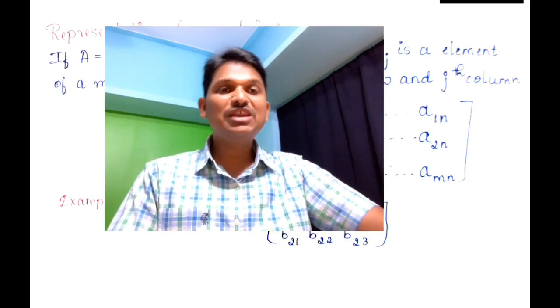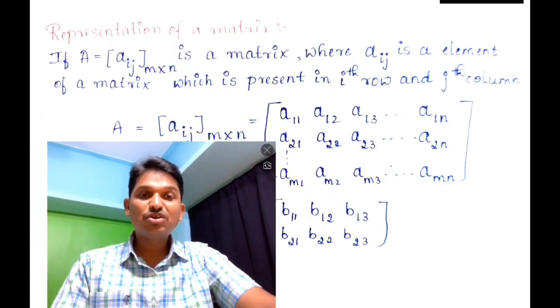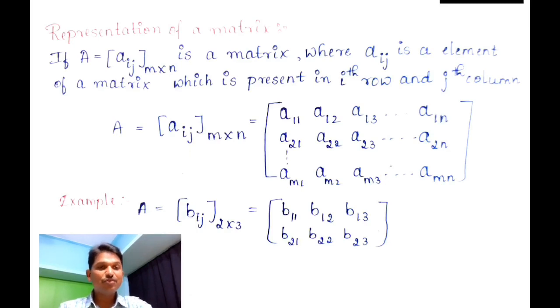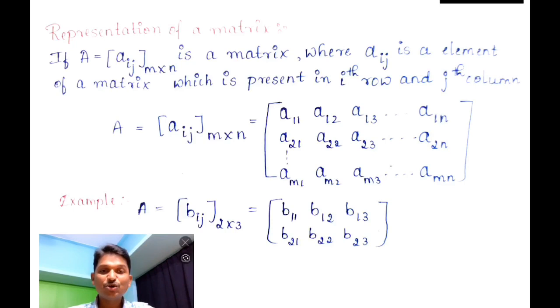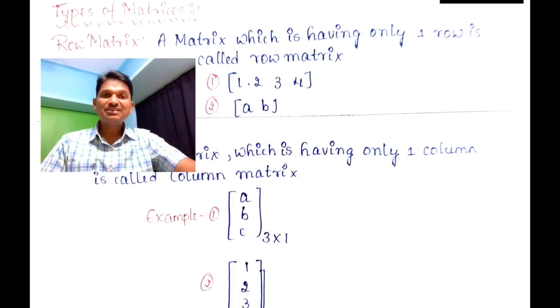Okay. Next we learn about representation of a matrix. What you need to understand about representation of a matrix? If something you saw like this, Bij of order 2 by 3, then the matrix looks like this. Okay, that's great. Now we learn about types of matrices. Initially some easy definitions are there, later main definitions will come.